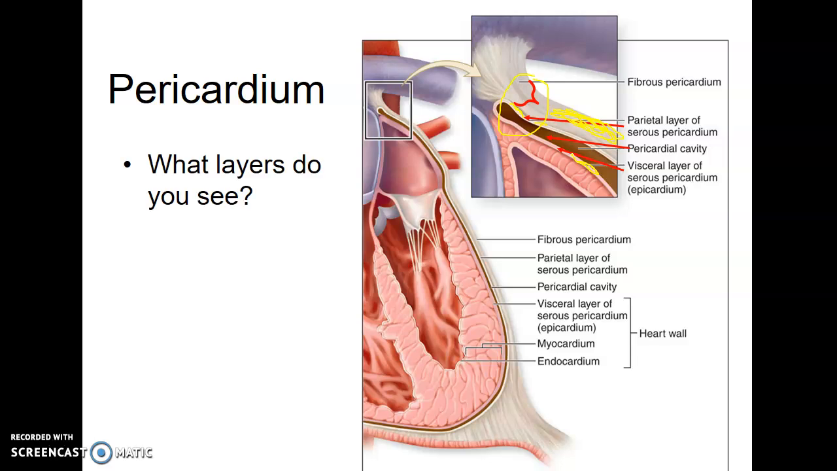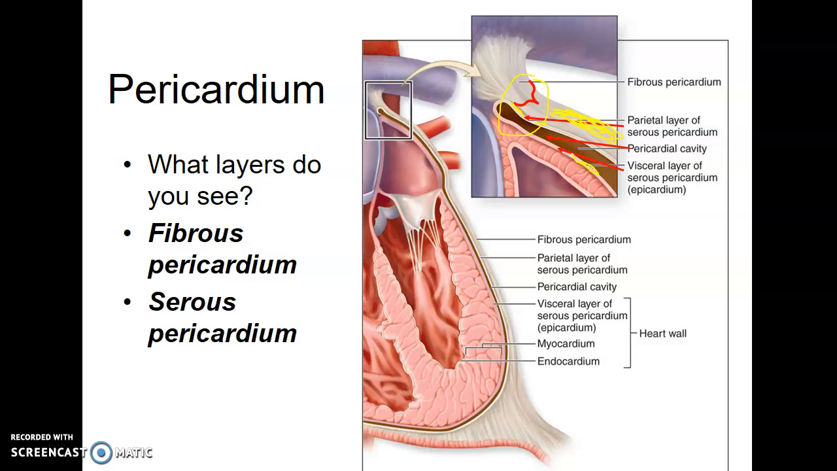So what layers do you see? So I just told you what layers you see, but we have multiple layers here. We have our fibrous pericardium, which is made up of dense connective tissue, as we said, and the serous pericardium. Remember we talked about serous layers early on. The serous pericardium is a double layered covering. The inner layer, that visceral layer, is going to adhere directly to the myocardium, and then the parietal layer of the serous pericardium is going to adhere directly to the fibrous pericardium. So we can see those right here as well.